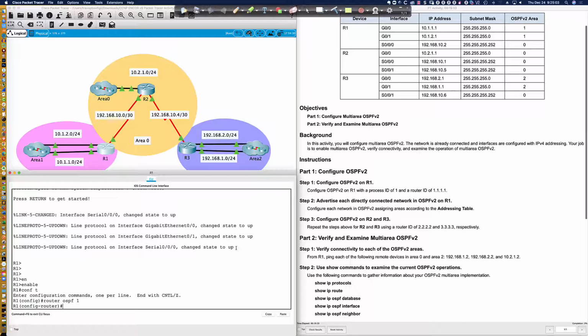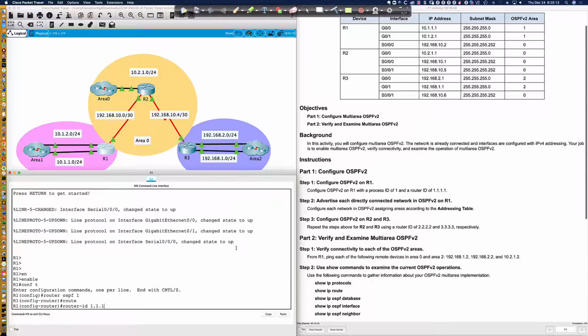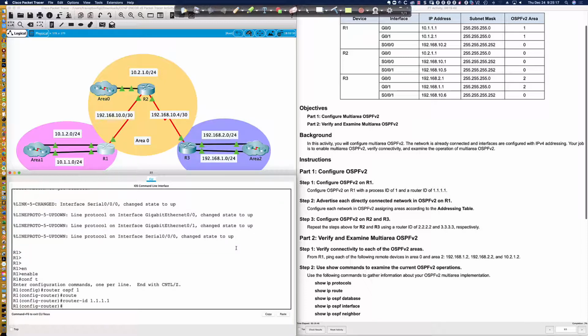There is a use case where you would want process IDs to match. This is not one of those use cases. All right, so the first thing we're going to do is set the router ID to 1.1.1.1. Now, it's not talking about doing any passive interface work here, so we're going to leave that on the table. So we're not going to touch any of the passive interfaces.